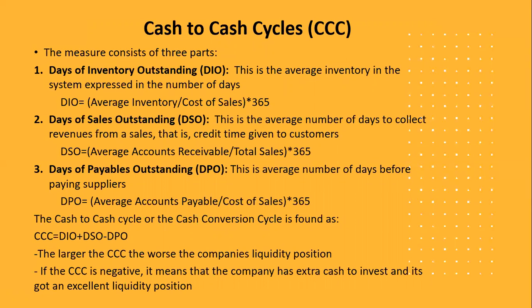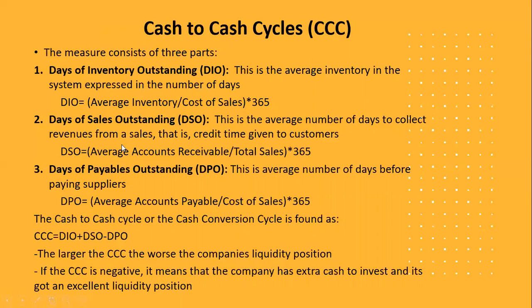How is this calculated if we want to go a little bit more in detail? Well, first, it has three different parts. You have to calculate the days of inventory outstanding. This is the average inventory in the system expressed in the number of days. The formula for this is the average inventory divided by cost of sales multiplied by 365, which is the number of days in a year.